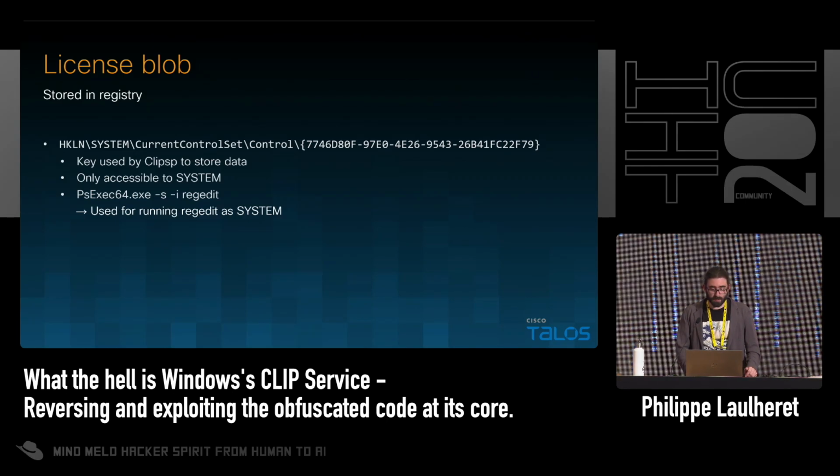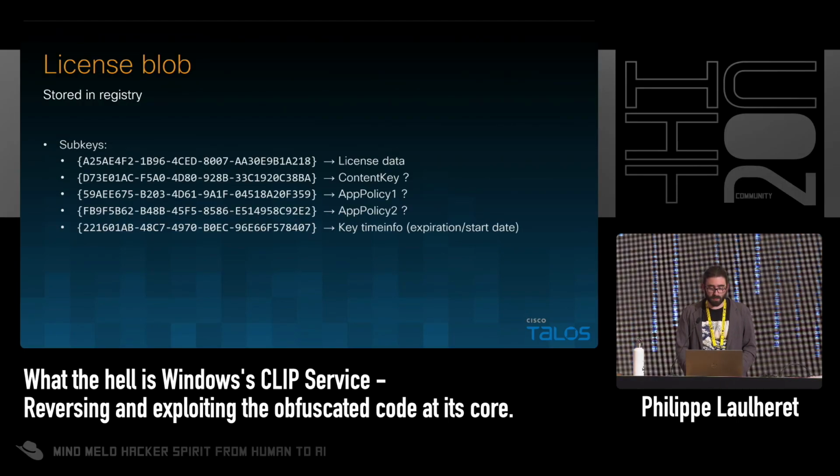Oh, and fun fact, those licenses are stored in the registry at that location, but if you want to look at it, you need to be SYSTEM. And to do that as a normal user, you can run psexec with that flag to run regedit as SYSTEM, and then you can look at those files. And there are subkeys in that. The license data is basically the whole license, and then more stuff, not all confusing. But we're going to look at the license data mostly.